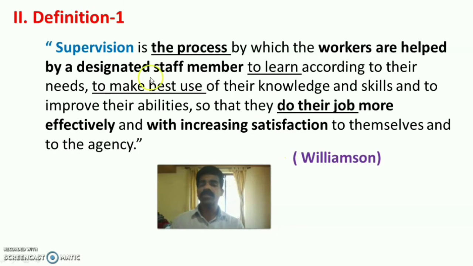So, according to Williamson, supervision is the process by which the workers are helped by a designated staff member to learn according to the needs of the institution, to make best use of their knowledge and skills, maximum utilization of their knowledge and skills, and to improve their abilities so that they do the service more effectively to achieve quality and with increasing job satisfaction to themselves and to the agency. So, the agency can achieve the goals and objectives in a more systematic, cooperative and coordinated way.